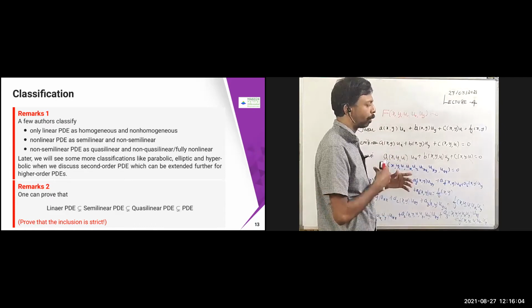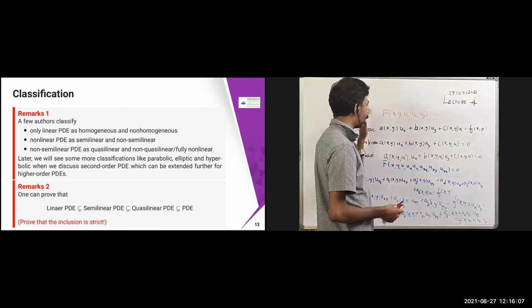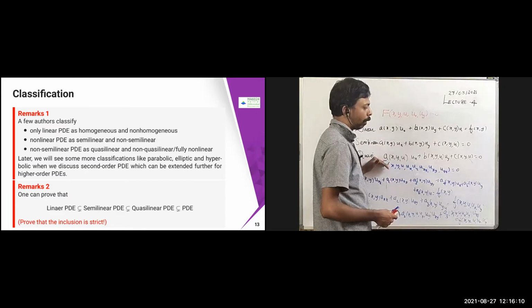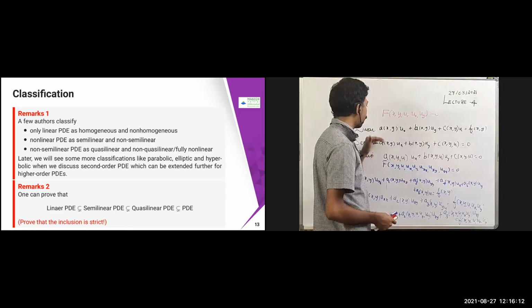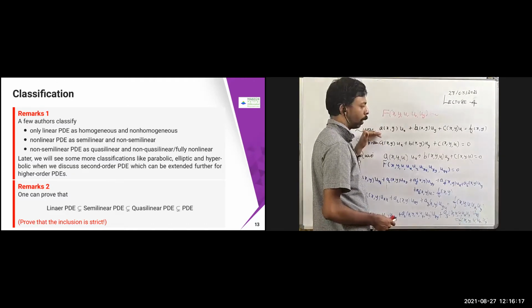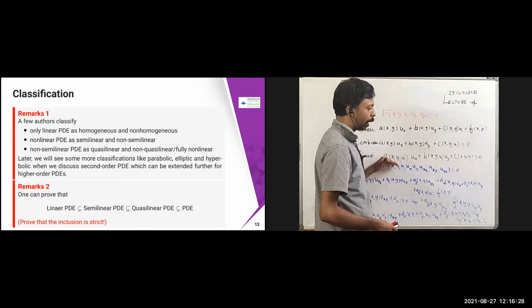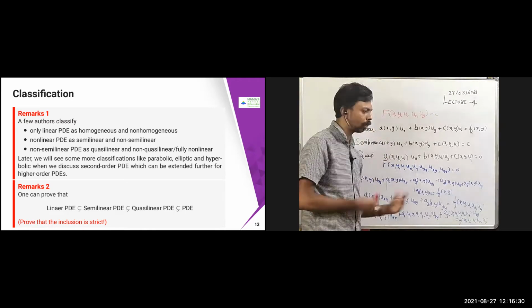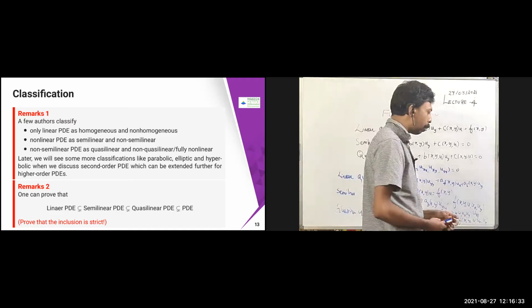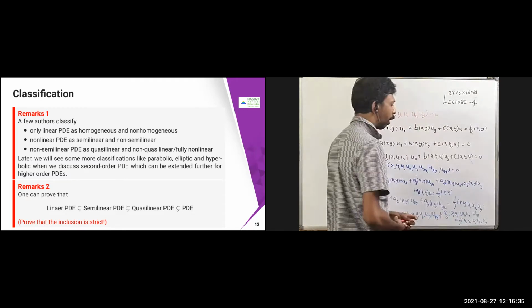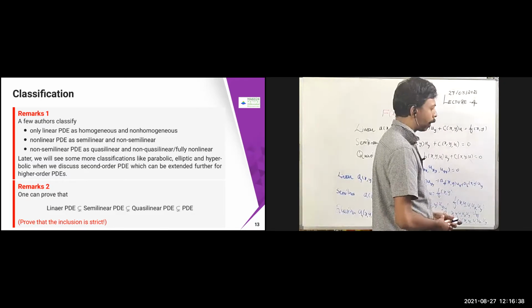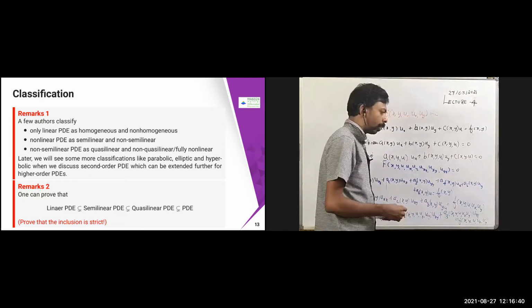Because they want to study only the class not already studied, why mix this one up again with that one? So they ignore the earlier class and study only the complement class. The complement of the linear PDE they take and classify as semi-linear or non-semi-linear. Again, for quasi-linear, because they have already studied the semi-linear, they classify the rest. So it depends on the author's classification, but by default it will hold.